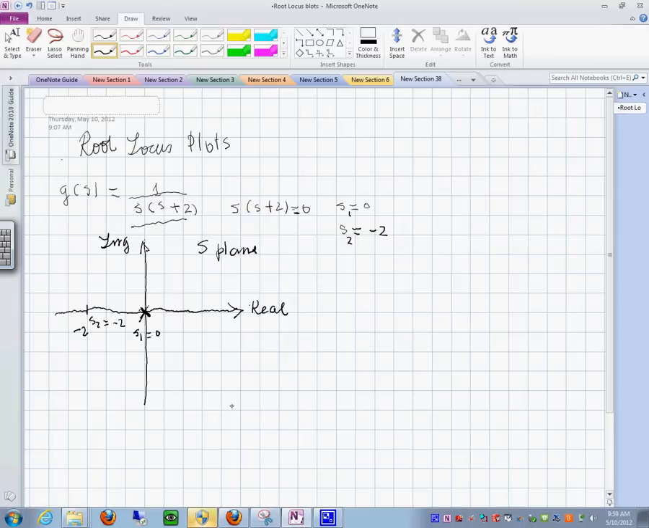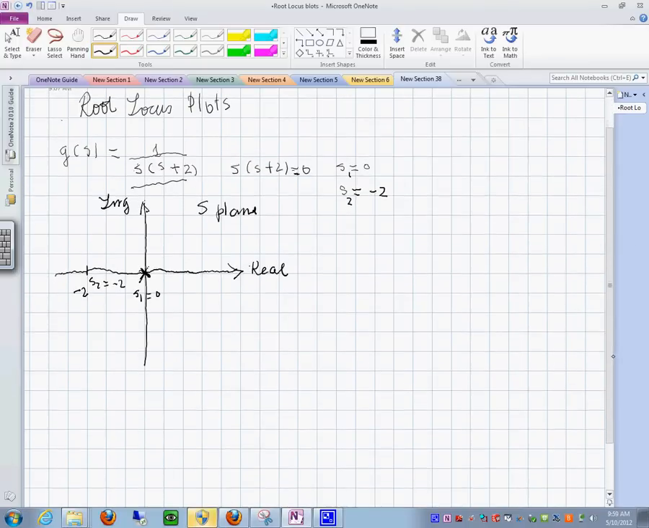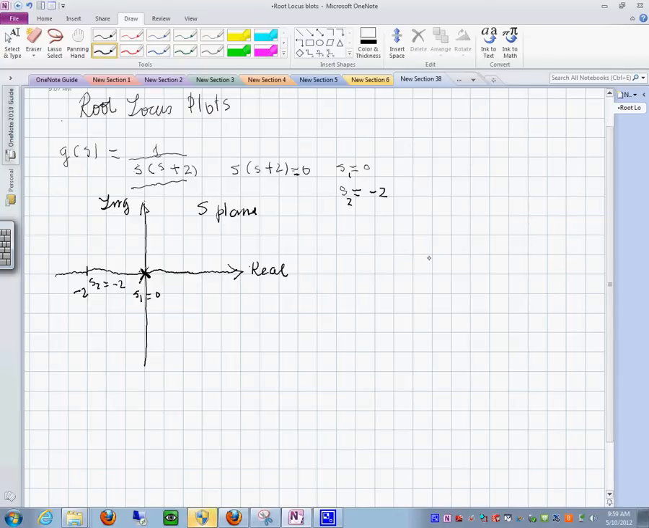What Professor Evans is suggesting is that we use this transfer function and we use a basic test that we can apply to a system. This is my transfer function, which is 1 over s times s plus 2, like this.